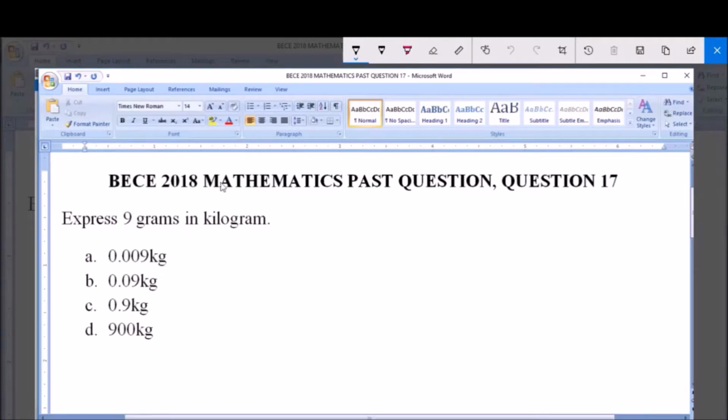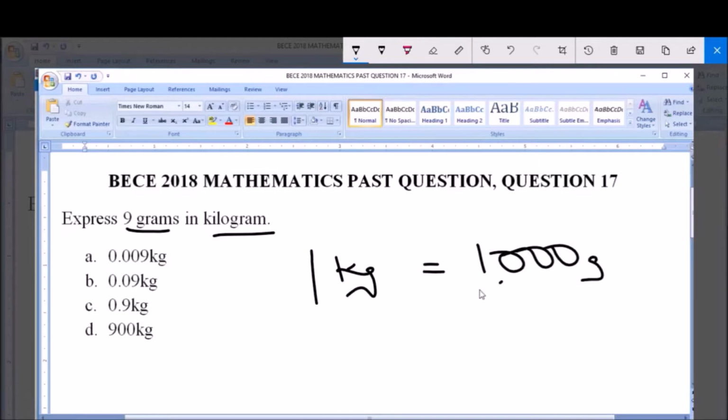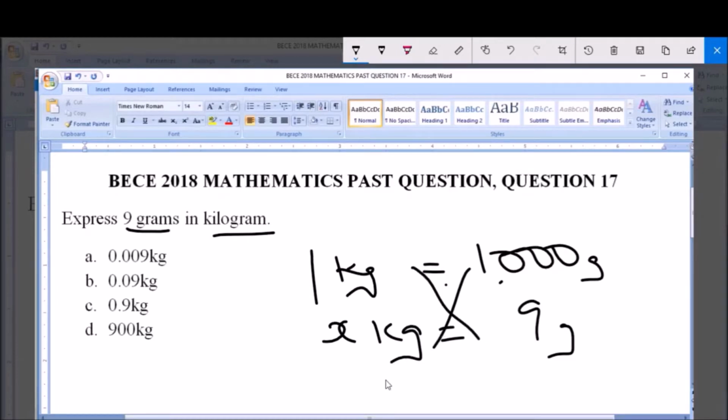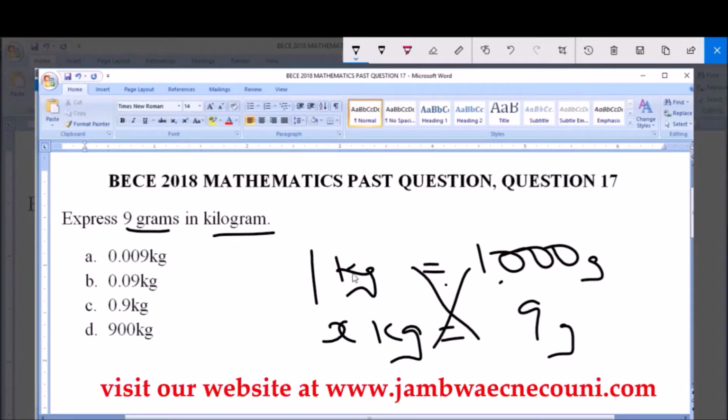So we have to express 9 grams in kilogram. And like we know, 1 kilogram, 1 kg is equal to 1000 gram. Now we are asked to find what? To find 9 grams. So x in kilogram is equal to what? 9 gram. Now let's cross multiply. When we cross multiply, this 1 kg here will multiply this 9 gram here.